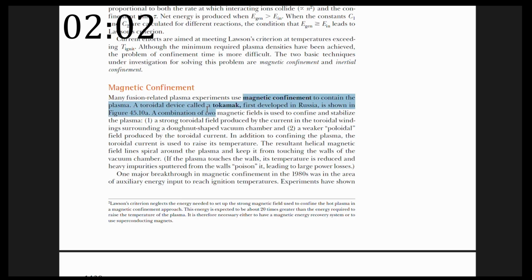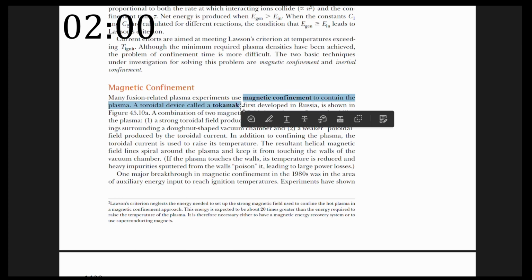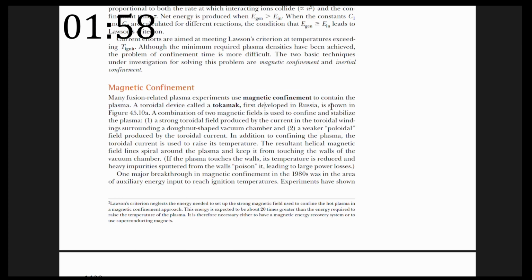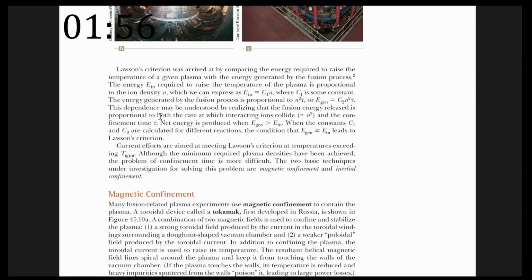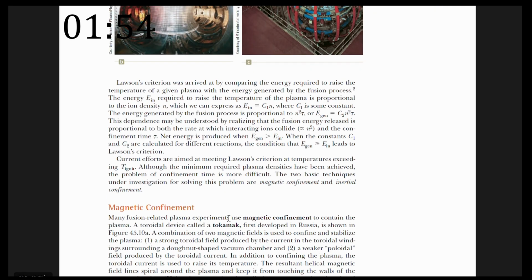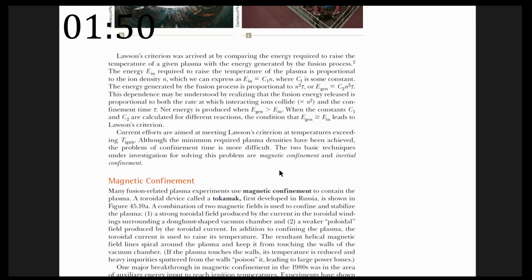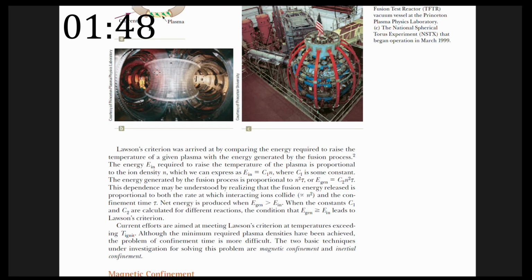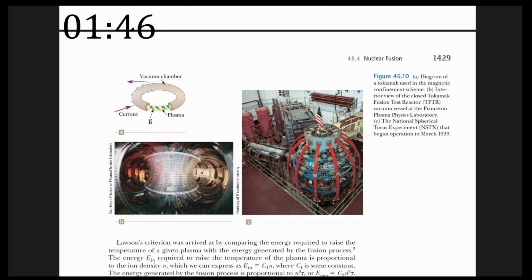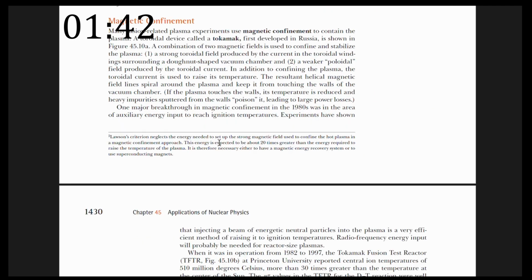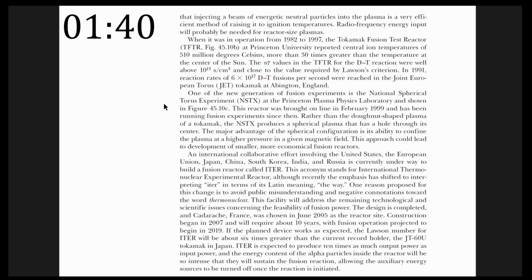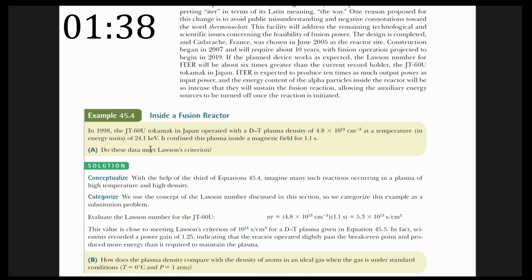A toroidal device called a tokamak. Oh, interesting. First developed in Russia, is shown in figure 4.10a. Bruh, what the hell is this? It's made by Russians, but they put a picture of it and then they put the American version. There's definitely some kind of sanction related stuff going on here. We're going to keep zooming through because I got 1 minute 30 seconds.